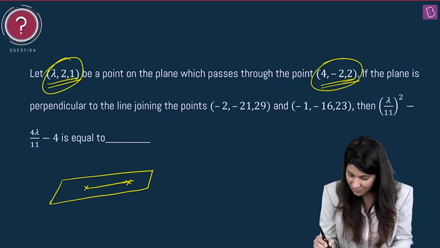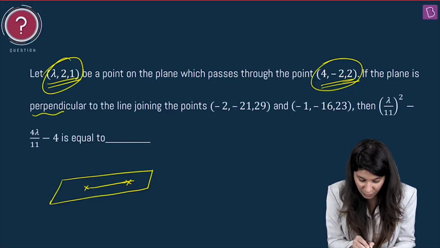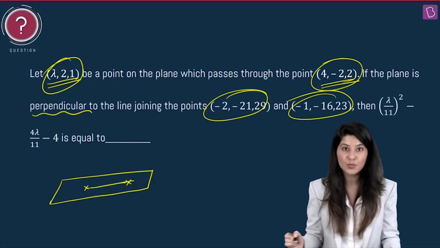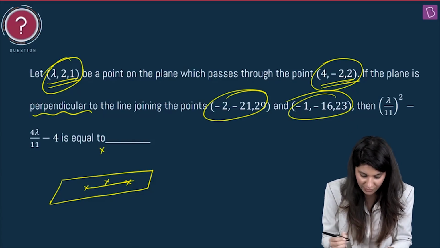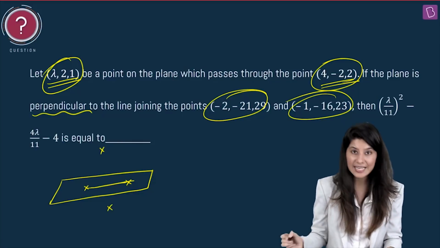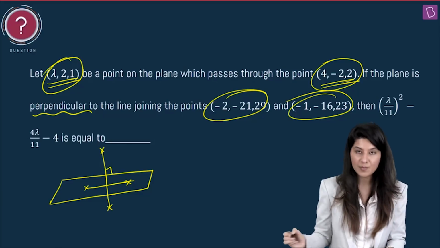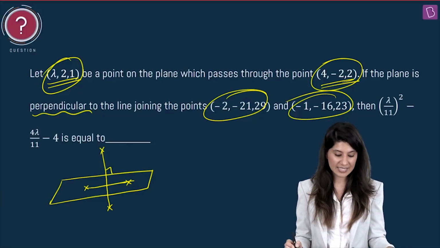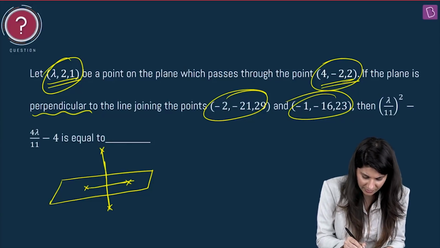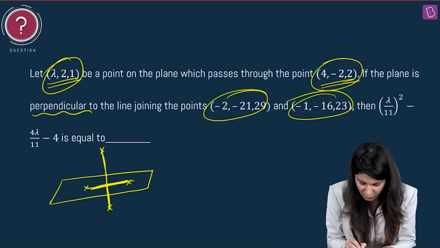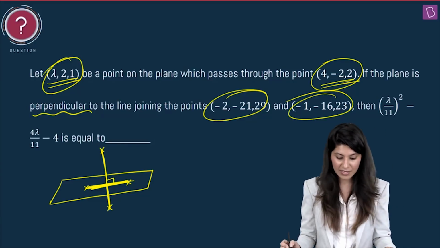Okay. Then we have, if the plane is perpendicular to the line joining these 2 points. That means the figure will look like this. Now, there are 2 points just like this. If you join them, then plane and line are perpendicular. Isn't it? This is the figure. Or I can say that this line is perpendicular to the line joining these 2 points which are lying on the plane. So these 2 lines are perpendicular, right?